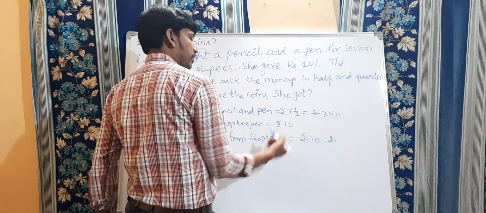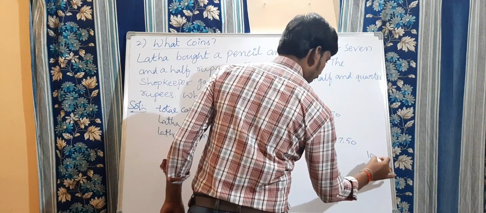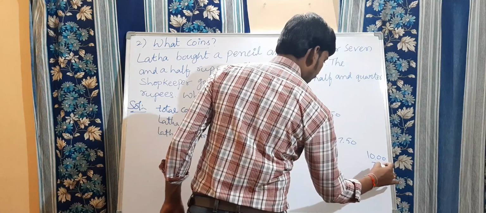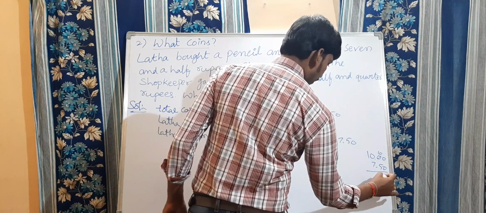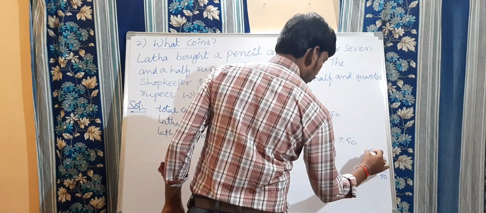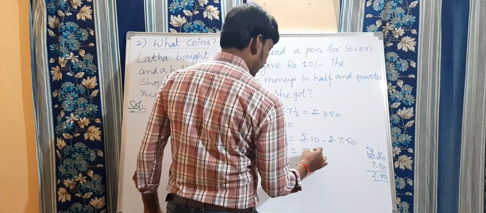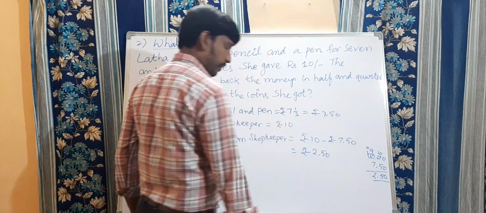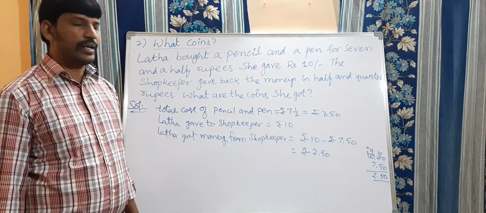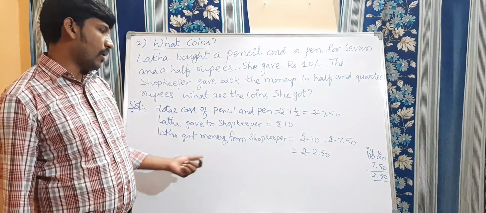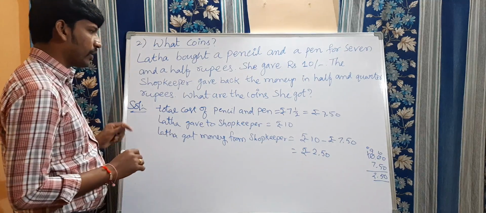I am going to write in terms of paise also. 7 rupees 50 paise. When we subtract 7.50 from 10.00: 0 minus 0 is 0, 10 minus 5 is 5, 9 minus 7 is 2. So 2 rupees 50 paise. So rupees 2.50 is left. Clear? This she got in terms of half and quarter rupee coins. Now we are going to find out the coins.